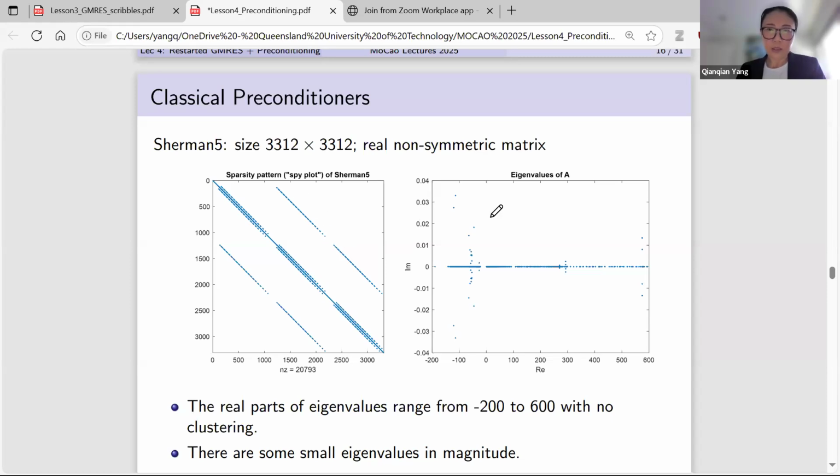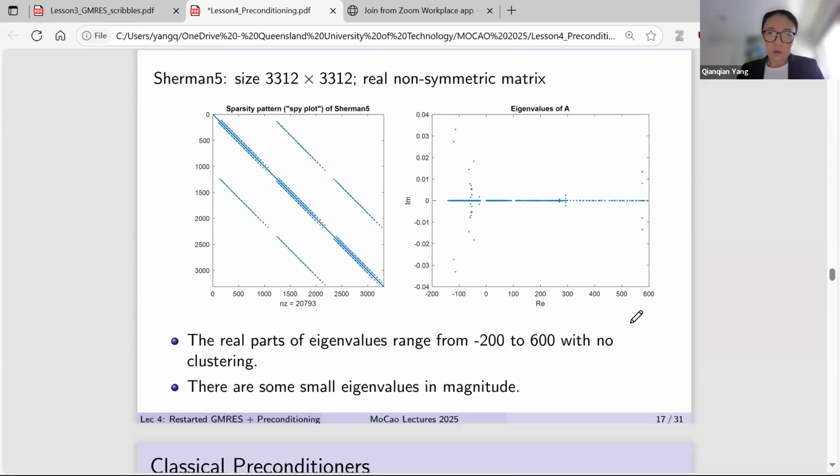On the right, we computed the eigenvalues of this matrix, and you can see that the real part of the eigenvalues ranges quite widely, from -200 to 600, with basically no clustering. You can see that over here at the origin, there are some eigenvalues small in magnitude. We're plotting the magnitude.